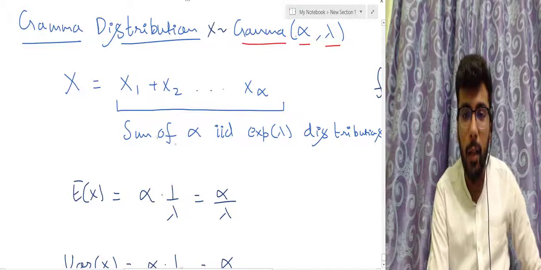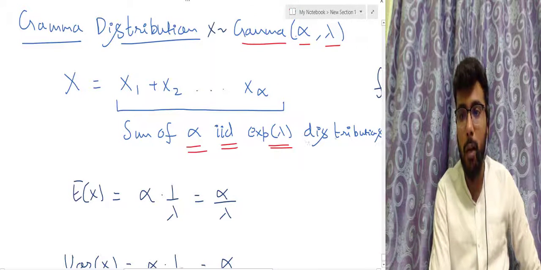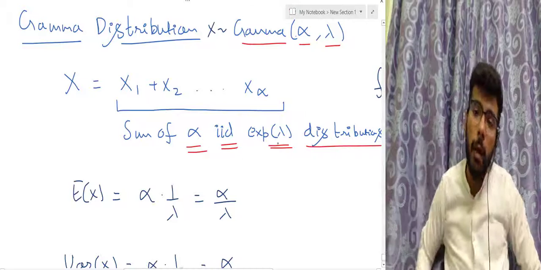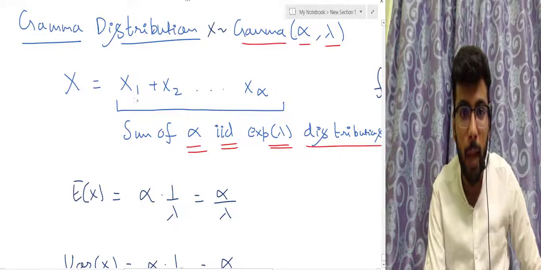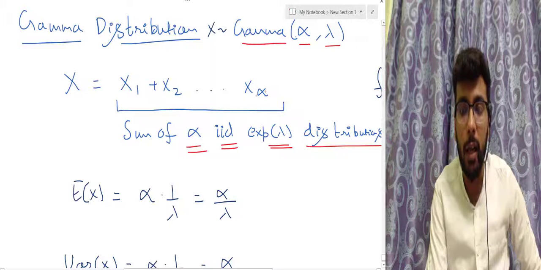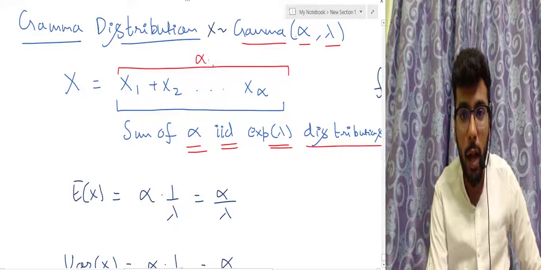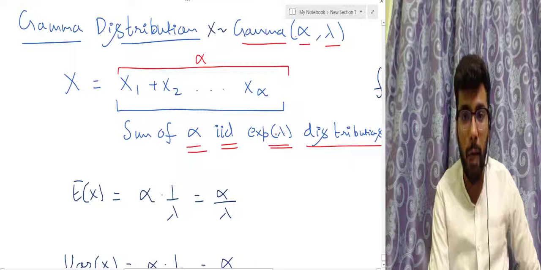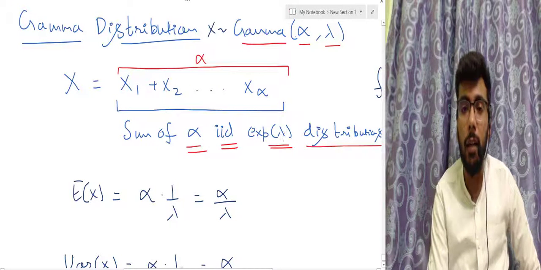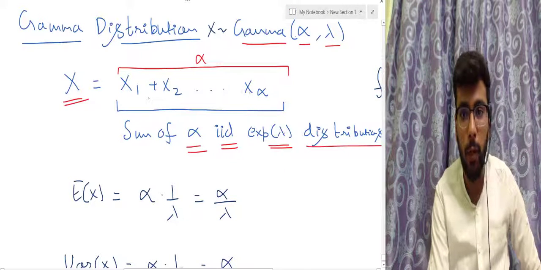It is basically the sum of alpha IID exponential lambda distributions. So you have independent and identically distributed exponential lambda random variables X1, X2, all the way up to X alpha. There are a total of alpha such exponential distributions, which all have a parameter of lambda, and their sum follows the gamma distribution. So if X is the sum of X1 to X alpha, then X will have a gamma distribution.